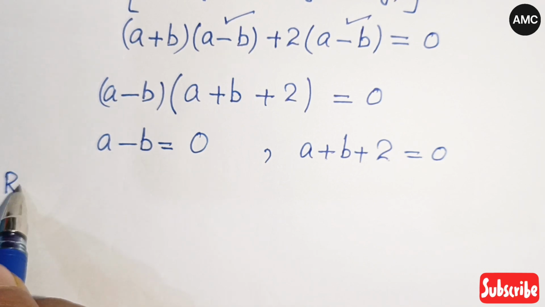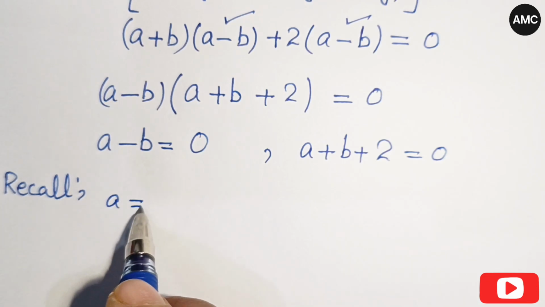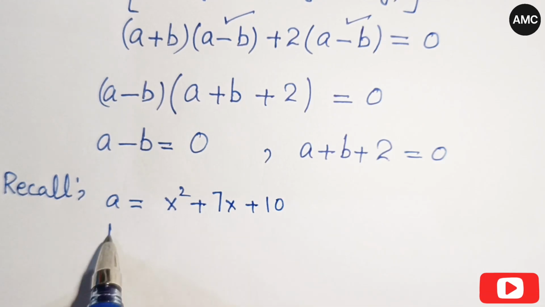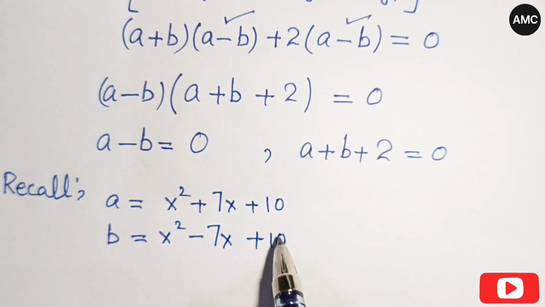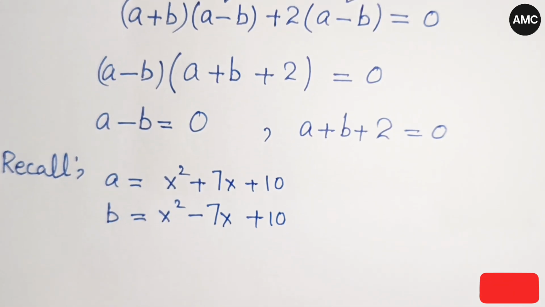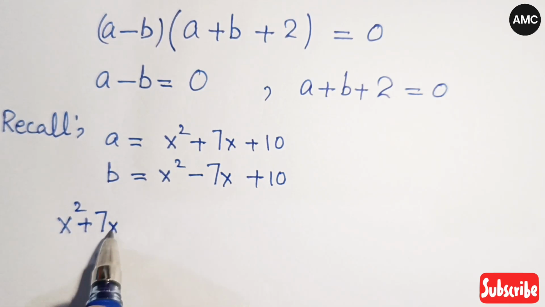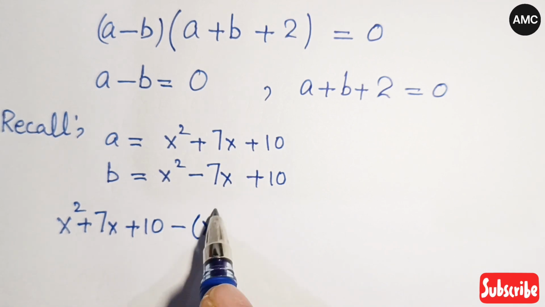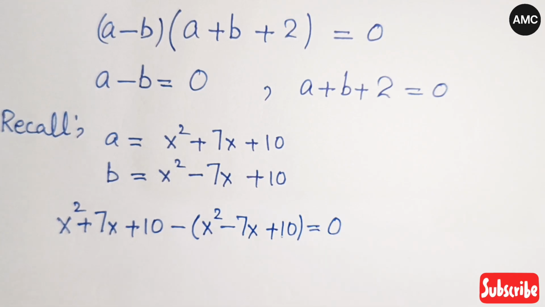Now recalling our supposition here, recall that a is equal to x squared plus 7x plus 10, and b is equal to x squared minus 7x plus 10. Putting these values of a and b in this equation, we get a minus b is equal to 0. So a is x squared plus 7x plus 10, and here it is minus b, the value of b is x squared minus 7x plus 10, is equal to 0.